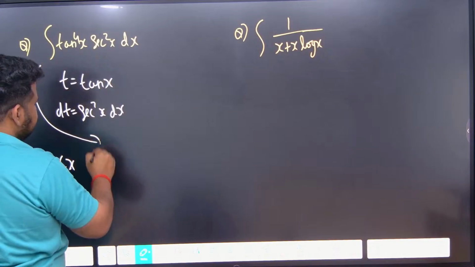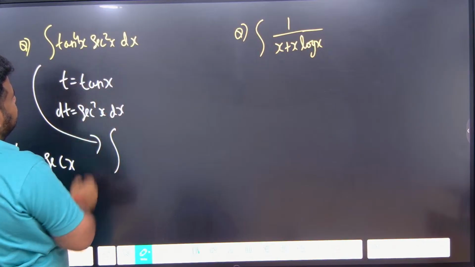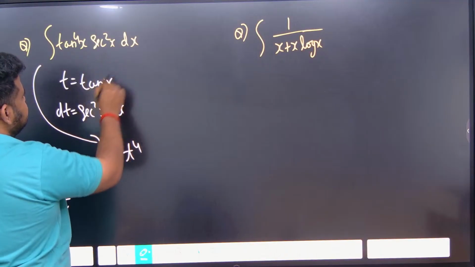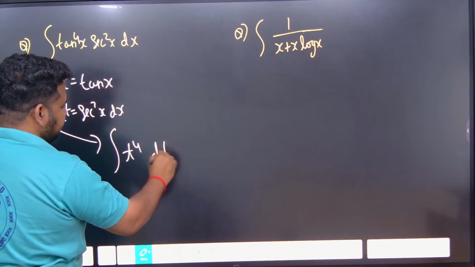The function will become the integral of, what will happen? Tan is not there. Instead of tan, what did I take? t. So this will become t power 4. Secant square x dx is what? dt. t power 4 dt. So I will have what?